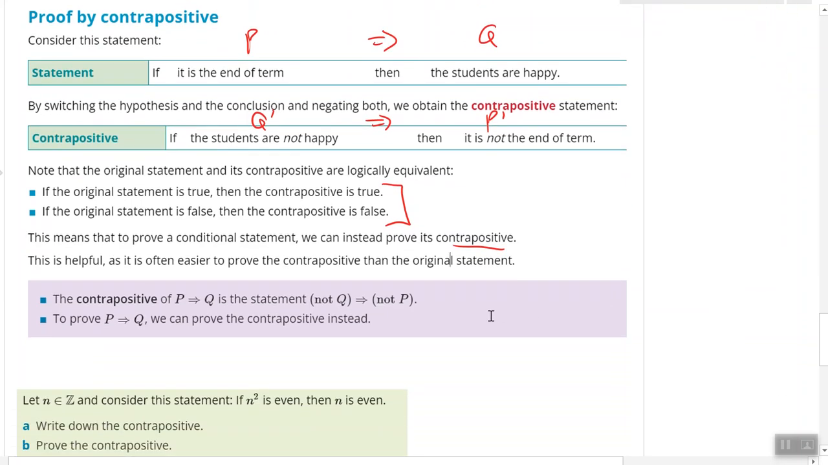So summarizing, the contrapositive of P leads to Q is not Q leads to not P. Okay, to prove P goes to Q, we can prove the contrapositive instead.